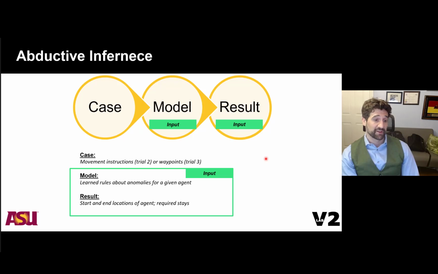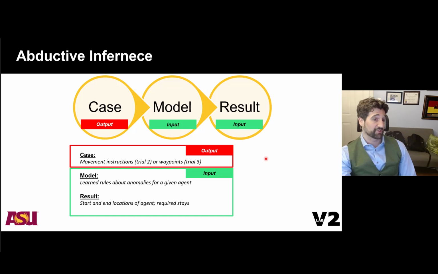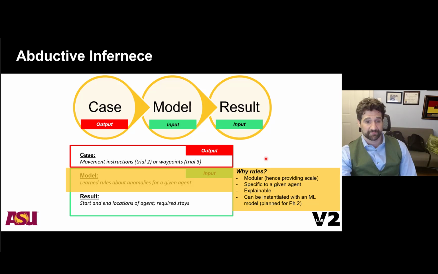So we start with the model, which are these learned rules about what an anomaly looks like. And then the result, what we want the agent to do is go to certain locations and stay at certain locations for a certain time. We're trying to abduce the actual movement that would produce these outcomes. And we're doing this in the annotated logic using an optimization technique called A-star.